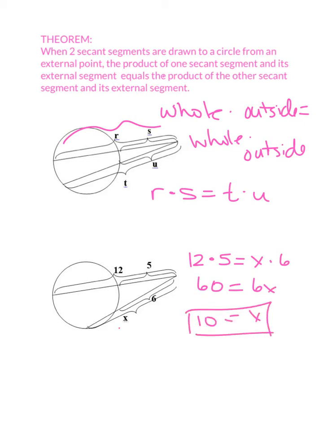Now again, I can double check my work. 12 times 5 right here gives me 60, and then the whole thing here is now 10. 10 times 6 also gives me 60.